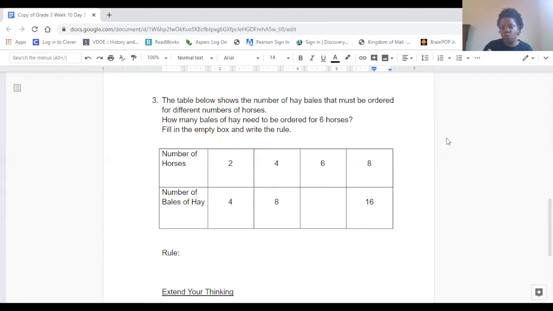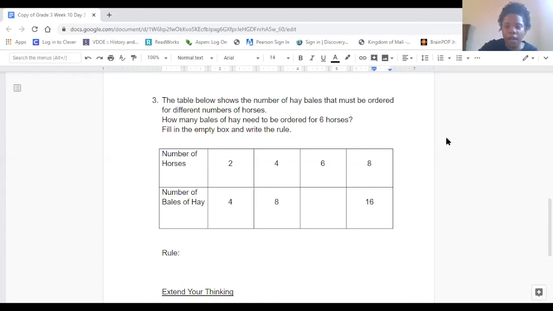So 2 plus 2 is 4. So 4 horses will need 8 bales of hay, and I know that 4 plus 4 is 8. 8 horses will need 16 bales of hay, and I know that 8 plus 8 is 16. And I know that repeated addition is multiplication. Multiplication is repeated addition, so I could do it a little easier and say that 2 times 2 is 4. 4 times 2 is 8. 8 times 2 is 16. So I can say, let's see, times 2. My rule could be times 2, multiply by 2.